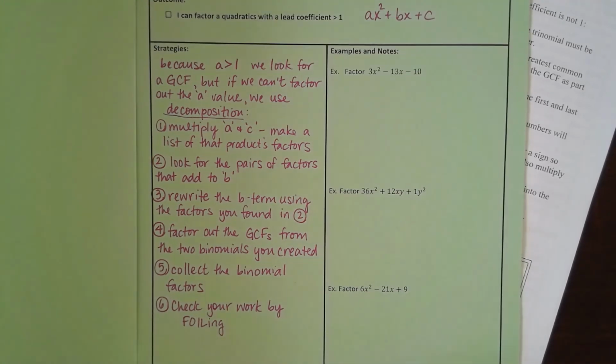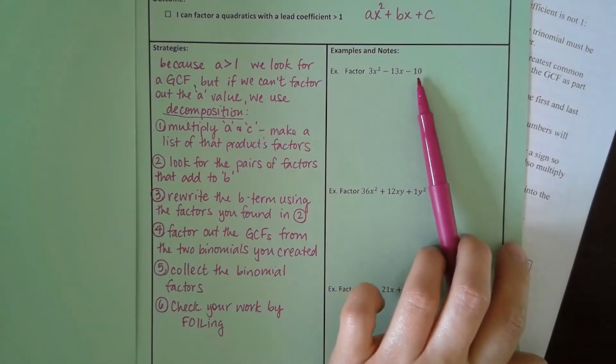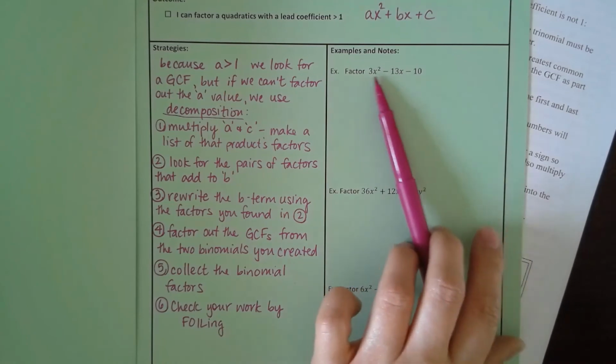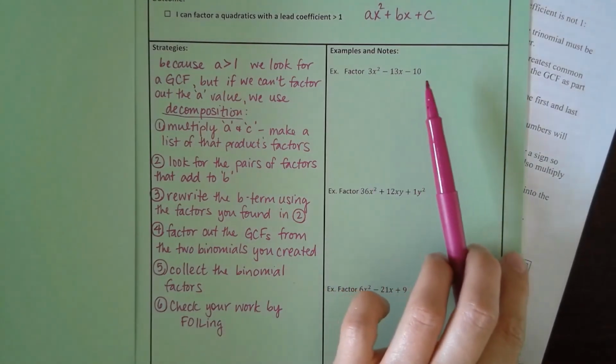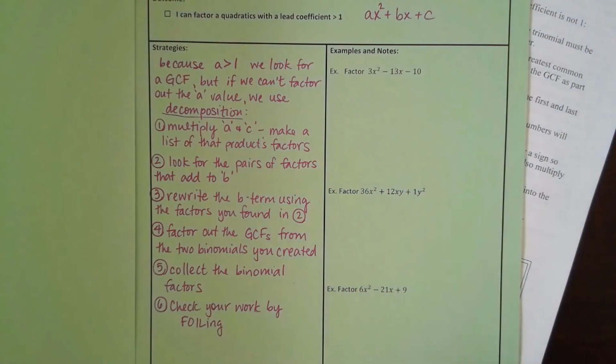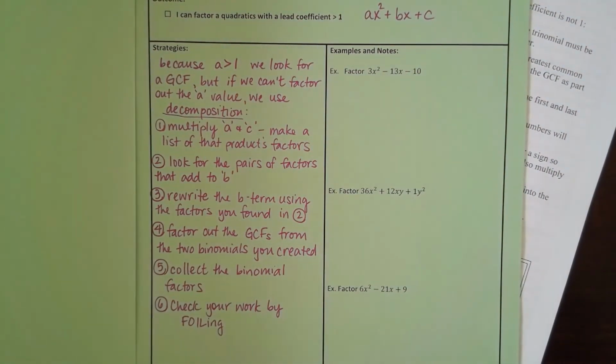All right, so let's take a look at our first example here. Pause the video and copy these notes if you want, so then you can follow along with what I'm doing. All right, let's factor this guy. So we have 3x squared minus 13x minus 10. There are no greatest common factors here. There's no number that goes into 3, 13, and 10. So we can't factor out that 3. So because our lead coefficient is greater than 1, we need to factor this guy using decomposition.